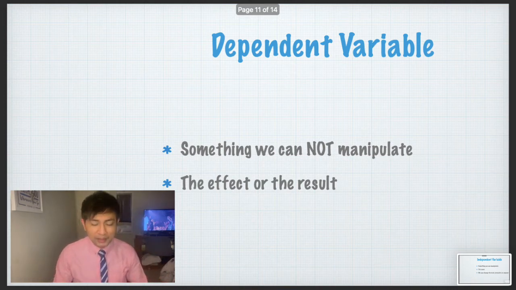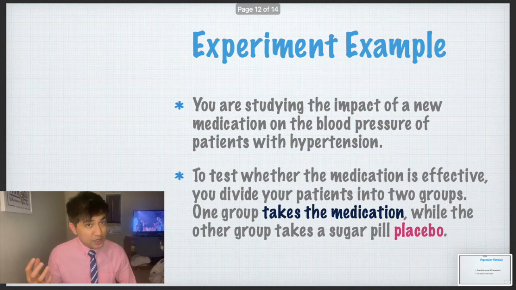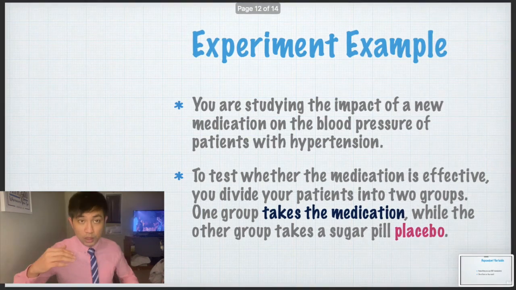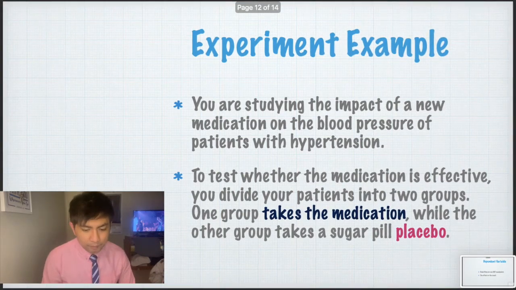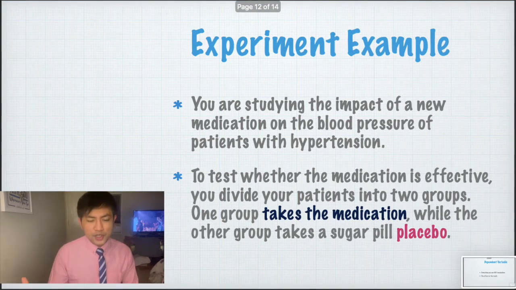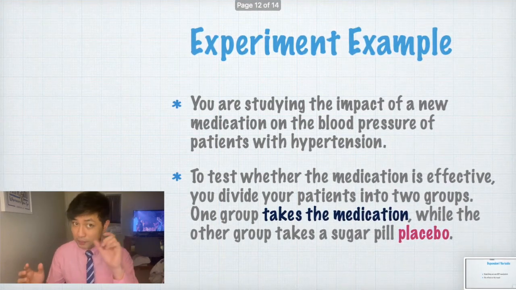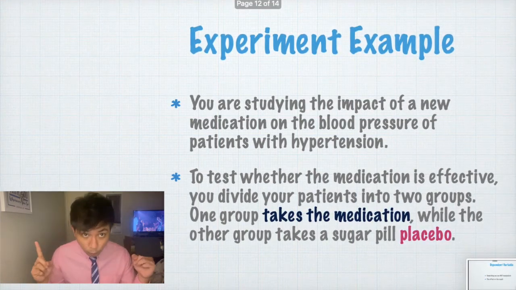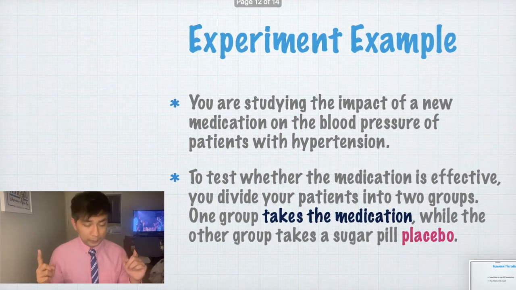All right, experiment example. You are studying the impact of a medication on the blood pressure of patients with hypertension. When we say hypertension, the blood pressure of the people is high, darah tinggi in Bahasa Indonesia. To test whether the medication is effective, you divide your patients into two groups, wherein one will take the medication and the other one will not take the medication. They will just take a placebo. A placebo is basically like a fake drug. It's just going to be like a sugar pill.